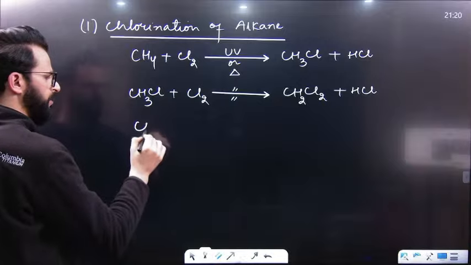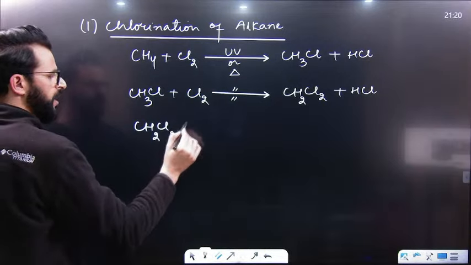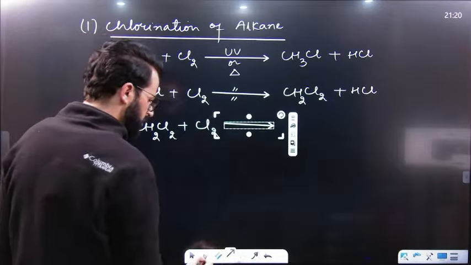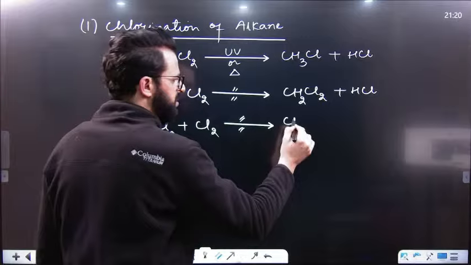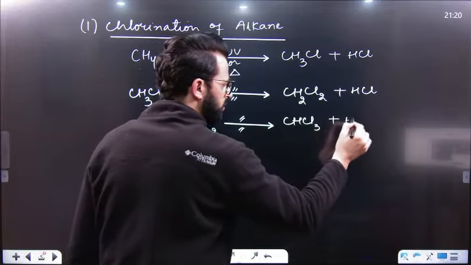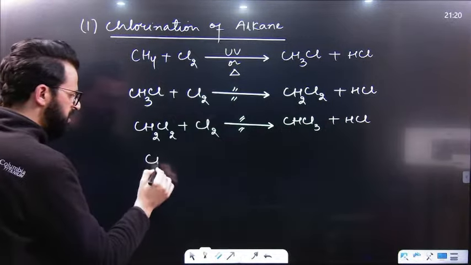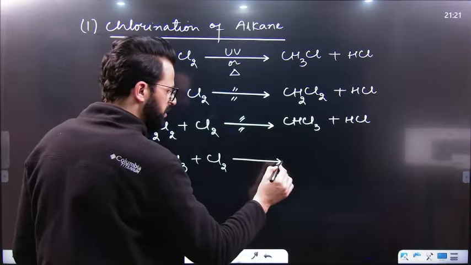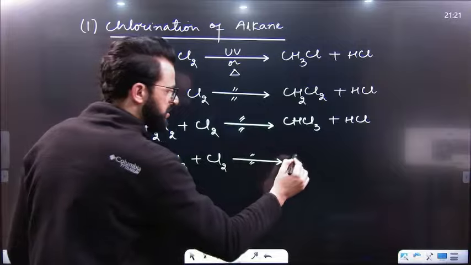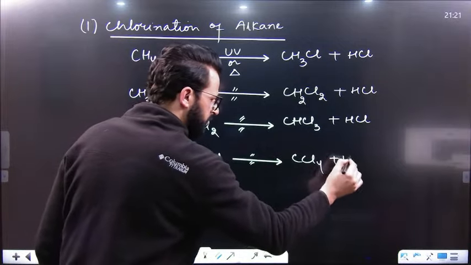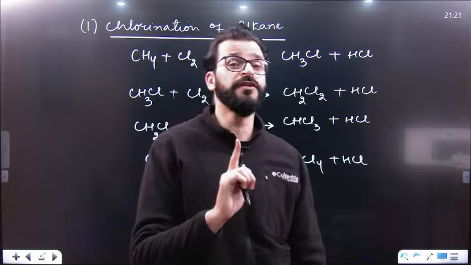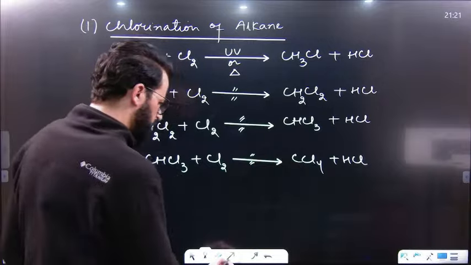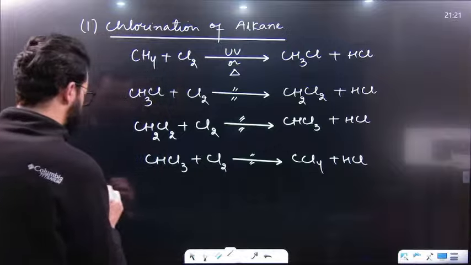After that, what will happen? This CH2Cl2 formed in the above reaction will once again react with Cl2. Then it will result in the formation of CHCl3 and then HCl. Finally, this CHCl3 reacts with chlorine and results in the formation of CCl4 plus HCl. Now, this CCl4 cannot react further with Cl2 as it does not have any hydrogen. So, can I say like this?